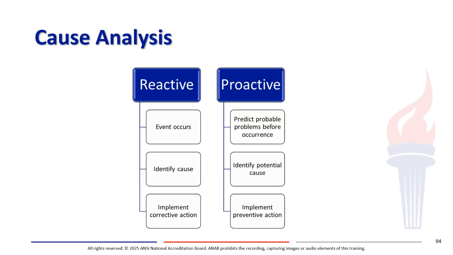So, cause analysis. Cause analysis can be a useful tool for correcting nonconformities or problems after they occur. This is the reactive process. But also for preventing nonconformities or problems from occurring. That's the proactive process. Risk-based thinking is one tool that can assist in being proactive with nonconformities or problems before they occur. Preventive actions address the future, not the past. Next slide, please.